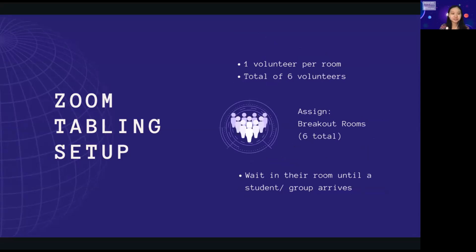Now in the breakout rooms, there's going to be a volunteer in each of those rooms for a total of 6. And they're just going to wait in that room until a student or a group arrives. And I mentioned group because sometimes there could be like 3 people coming into the main Zoom room at one time, and we can put them into 1 breakout room, since, you know, that would save our resources. In case things get too crazy, we have more open breakout rooms for people.